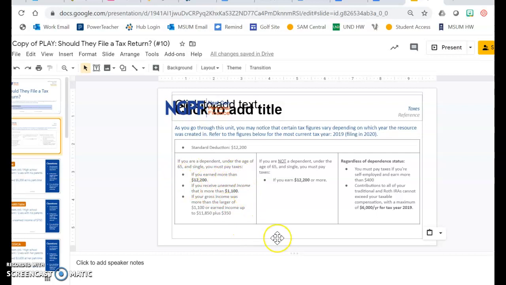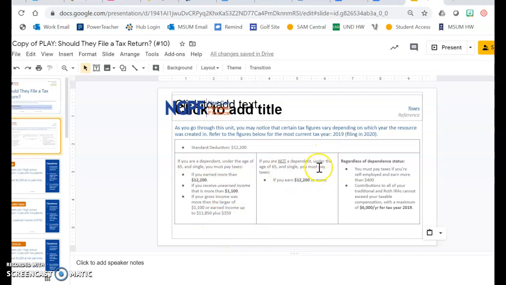And we talked about unearned income in the last lesson. Remember, unearned income might be things like allowance. It could be things like child support, those sorts of things. Unearned income, things that you don't earn. And thirdly, it says if your gross income was more than the larger of $1,100 or earned income up to $11,850 plus $350, then you must pay taxes.